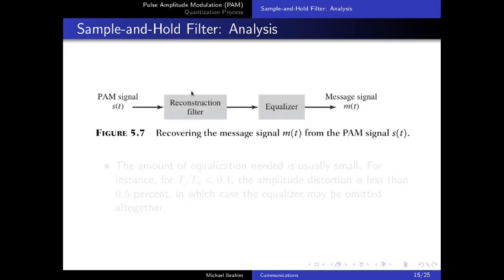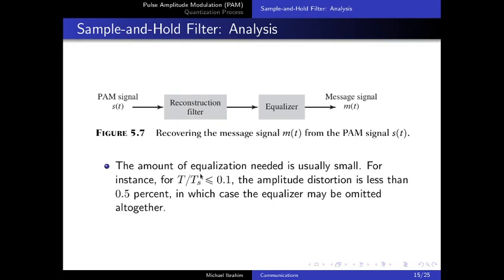So now we have our reconstruction filter. The PAM signal goes through the reconstruction filter, killing all the replicas of M(f) at fs, 2fs, and so on, and only keeping the one replica, the original signal at 0, M(f) multiplied by H(f). Then we have an equalizer whose frequency response is 1 over H(f), which will give you the message m(t).